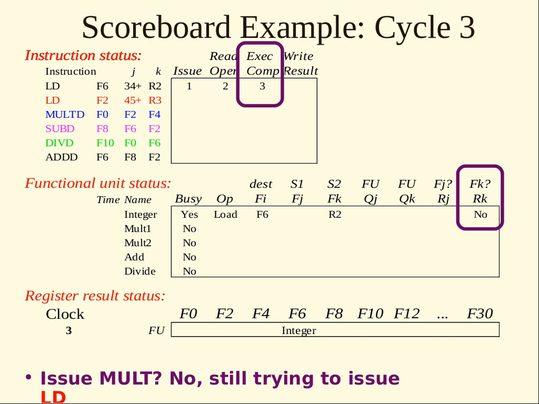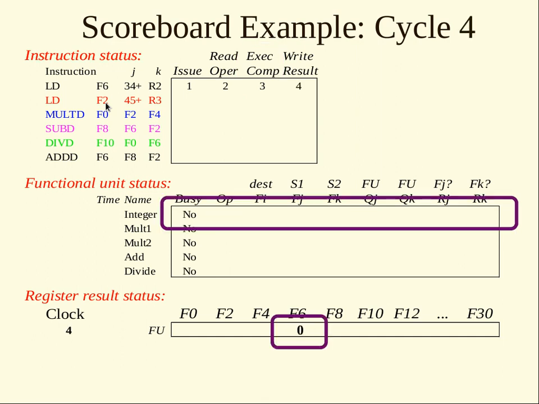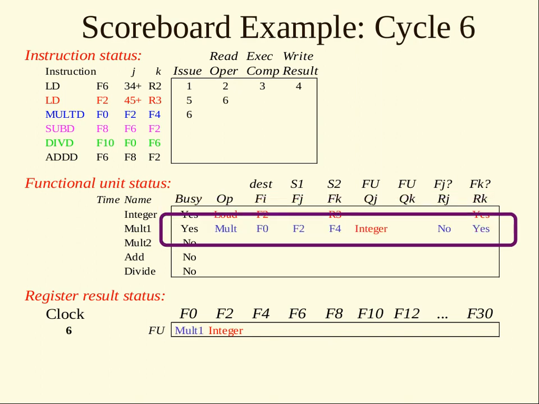Issue the multiply. Can we issue the multiply? No, we're still trying to issue the load. And the multiply is going to require F2, which is a hazard on the previous load. So we can't issue the multiply either. But now the integer pipeline's done on cycle 4. So what are we going to issue now? The load. Okay, we'll issue the load. Can we issue the multiply? Yes, we should do that next cycle.